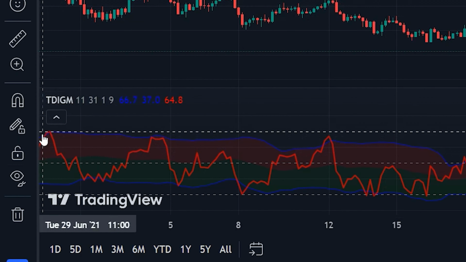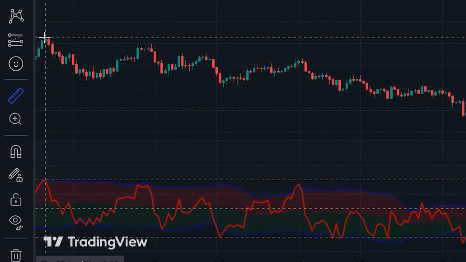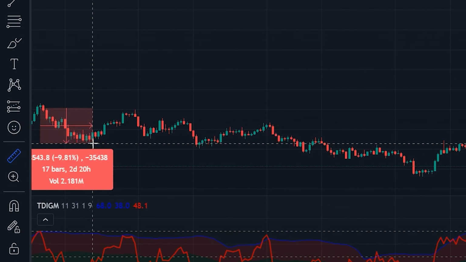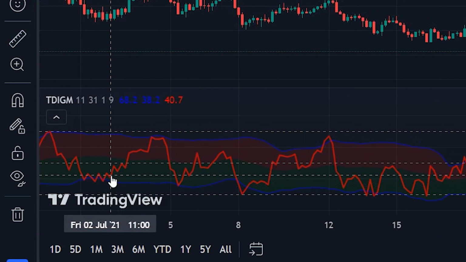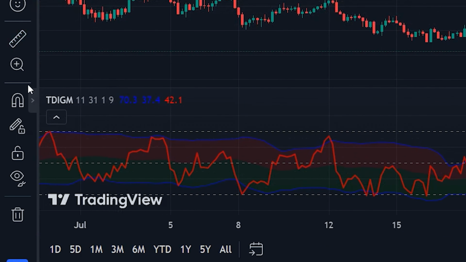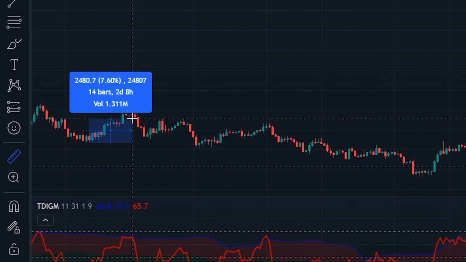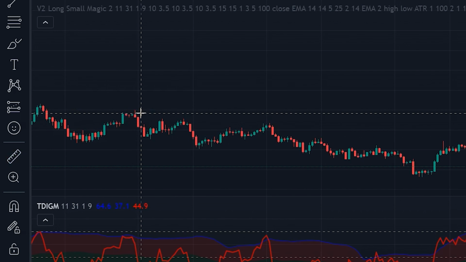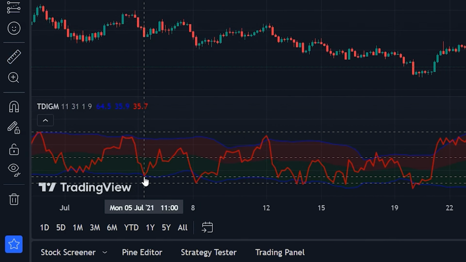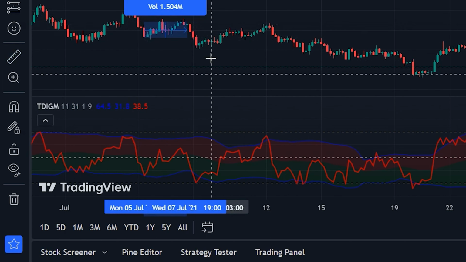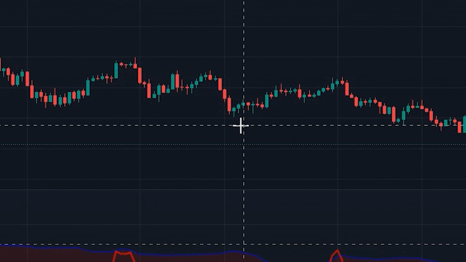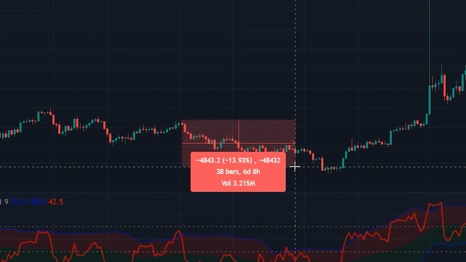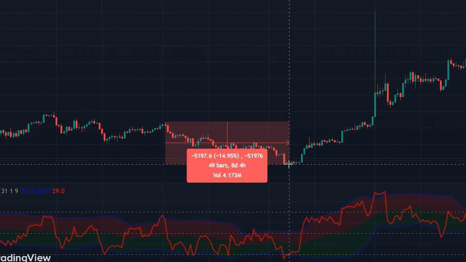For example, we have a short signal right here. If we had shorted here, we would have earned about 10%. Then a long signal came from here again. When we entered from here, we were still gaining something around 8% to 9%. Here again a long signal, then a long signal again. Then a short signal here, a long short made around 15% profit, almost 5 to 6 trades in a row.